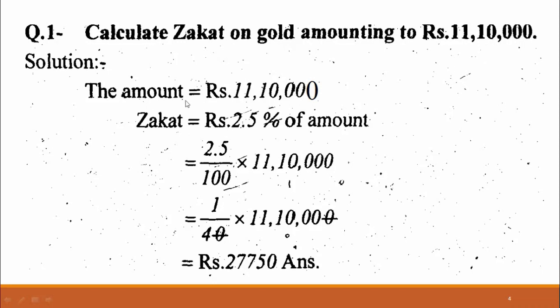Now, dear students, in this example, you see this is a very simple problem. If you have a total amount, then to find the Zakat amount, you should keep in mind the rate of Zakat out of 100. Out of 100, the rate of Zakat is 2.5 rupees. Or simply, we can say that if we have 40 rupees, then the amount of Zakat is 1 rupee. 1 rupee out of 40, then how much is the Zakat for this total amount? So 1 by 40 multiplied by the total amount, you will get the Zakat for the total amount.